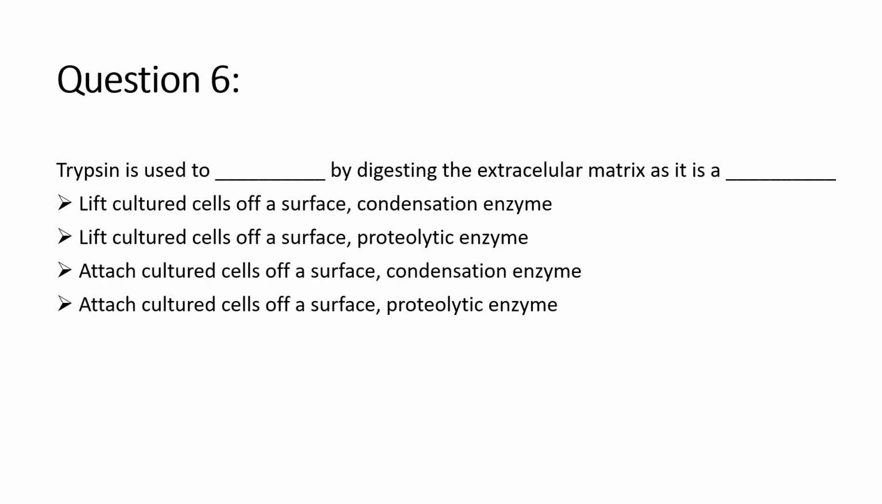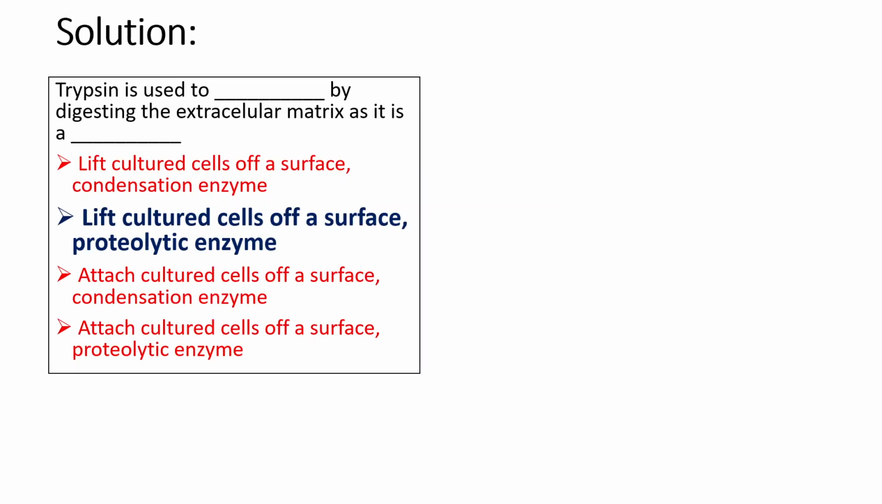So all of you are saying that it should be option B. Let's see. So the option is B. The right answer is lift cultured cells off a surface, and it is a proteolytic enzyme. It is used to break the protein-protein interactions between different cells and the matrix.